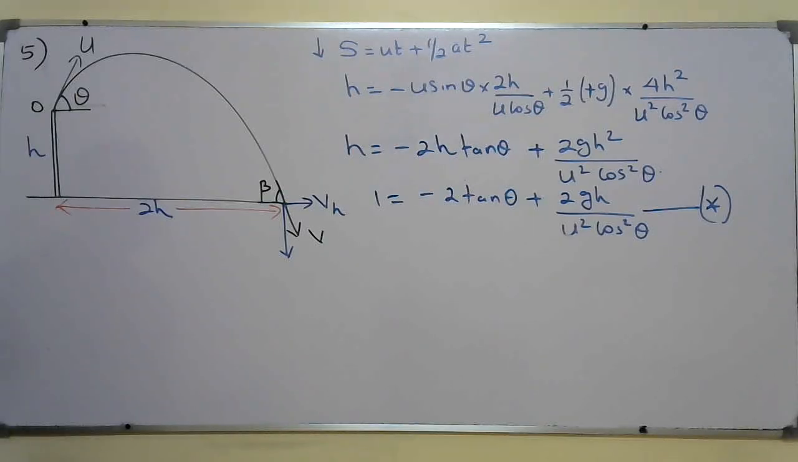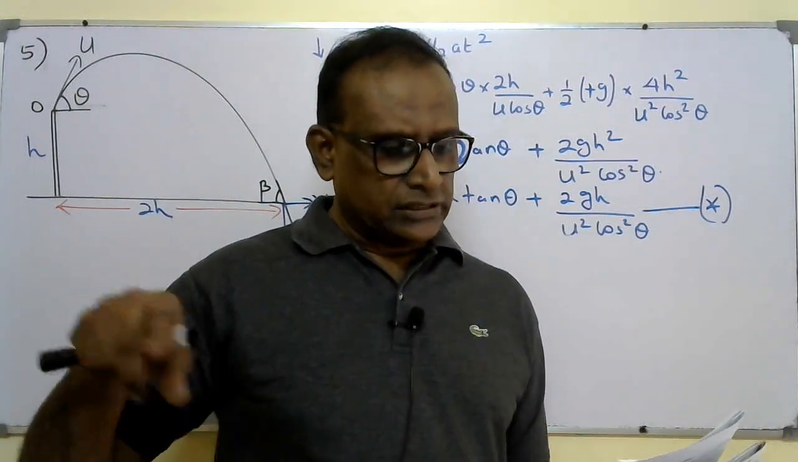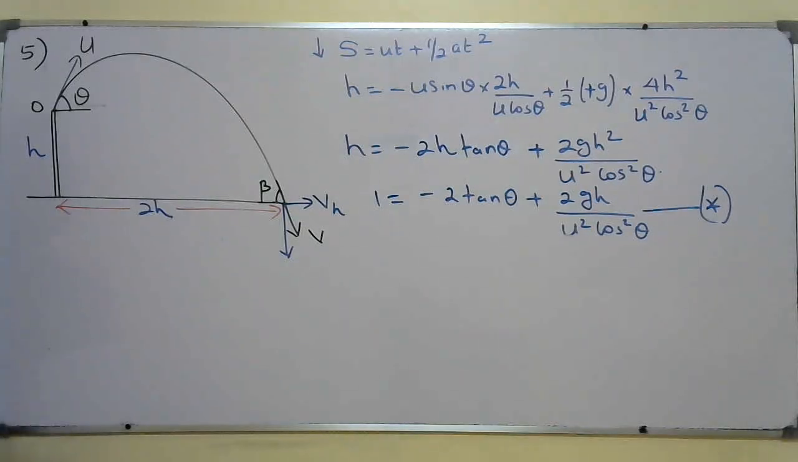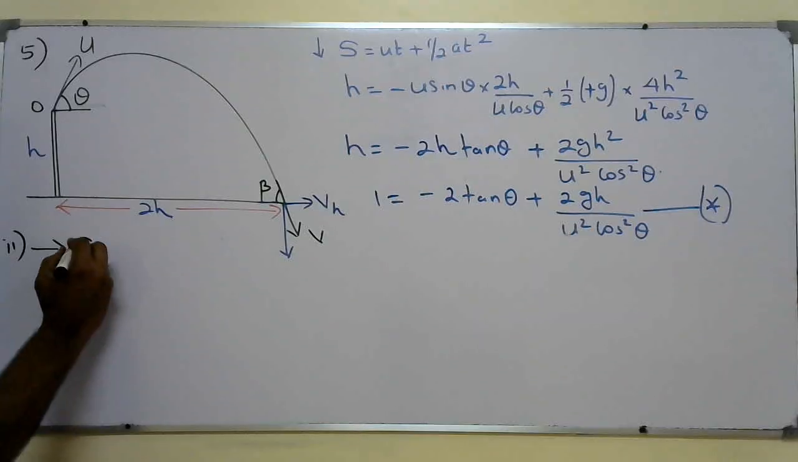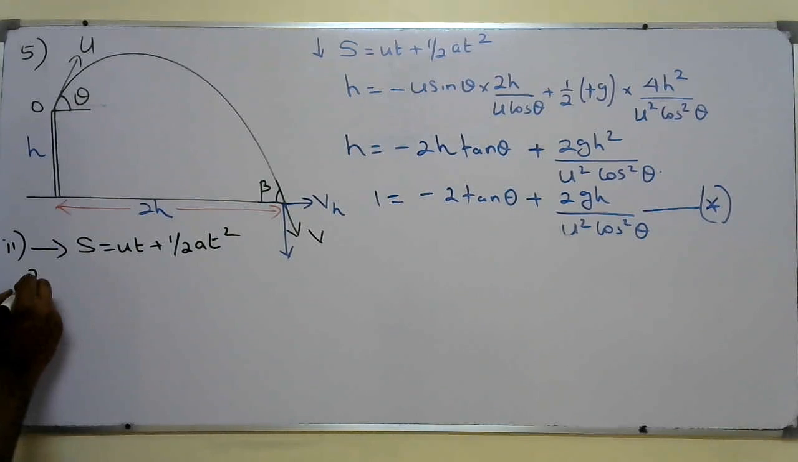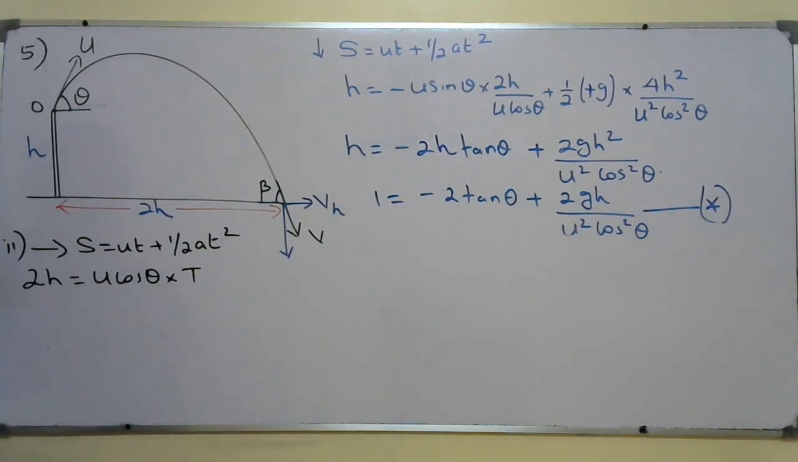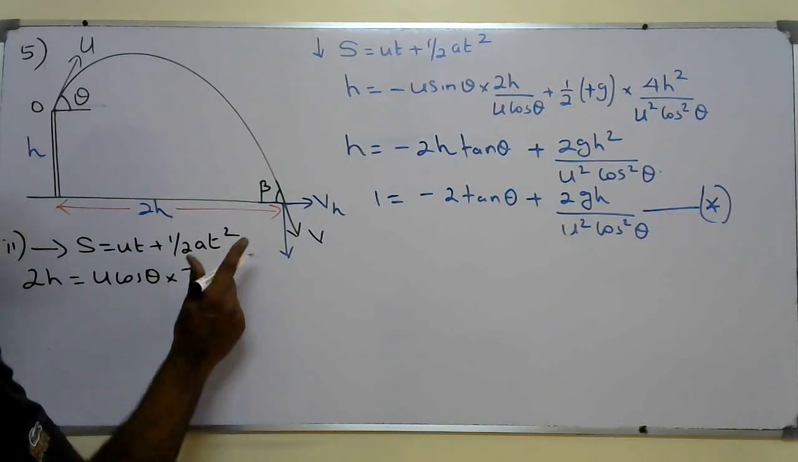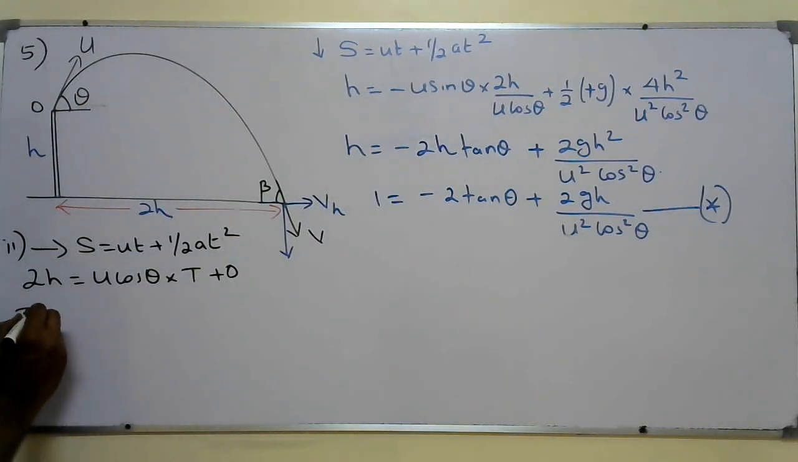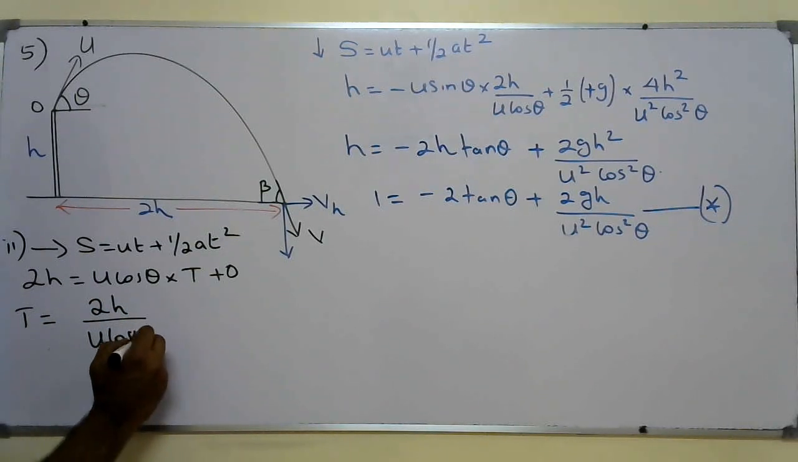Okay, second part. They also ask for an expression for the flight time, capital T equals something in terms of h over g. So we'll try to find it. The total time we can get from here again. Horizontally, if I use s equals ut plus half at squared: 2h equals u cos theta times capital T, which they use for the total time, plus 0, since there is no acceleration horizontally. So T is going to be 2h over u cos theta.